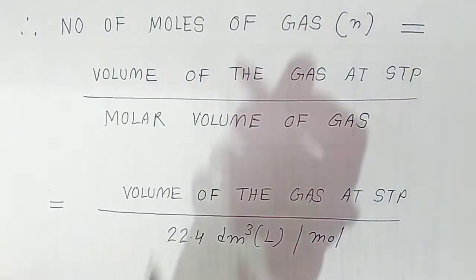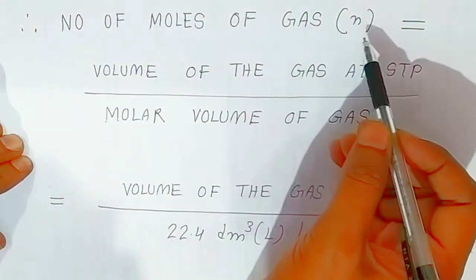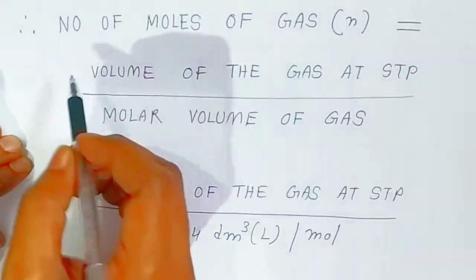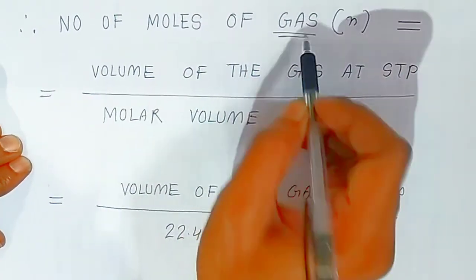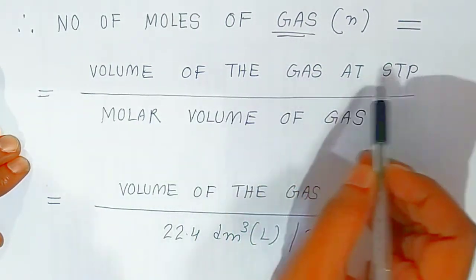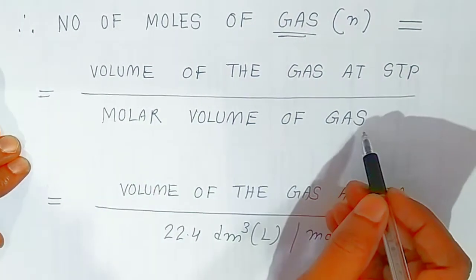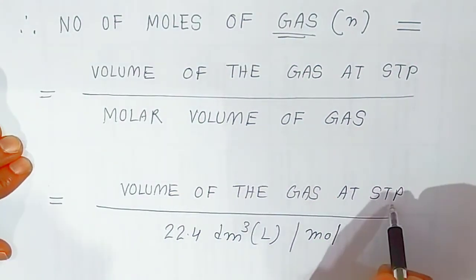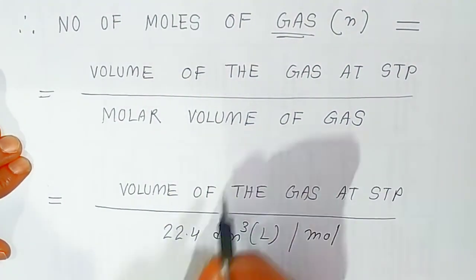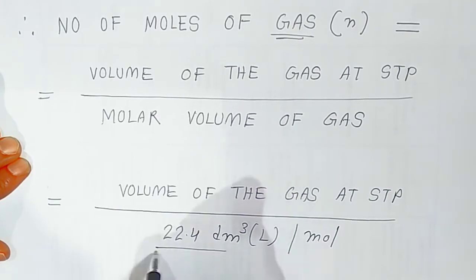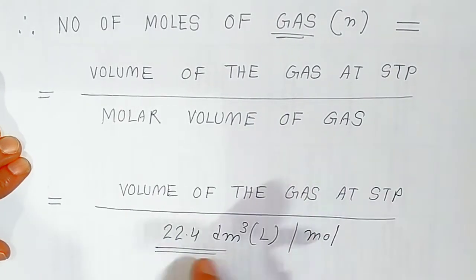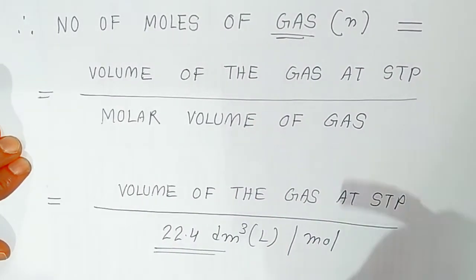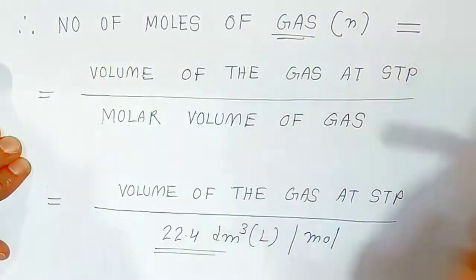Now, students, we come to the formula for the number of moles of gas. If you want to find the number of moles of a gas, volume should come in: volume of gas at STP divided by molar volume of gas. If you know this, you divide it and you will get the number of moles. The volume of gas at STP will be given to you, and the molar volume of any gas is fixed, that is 22.4 liter, dm cube per mole. In 1 mole, this much volume will be occupied. Understanding? This is the formula for finding the number of moles of gas.